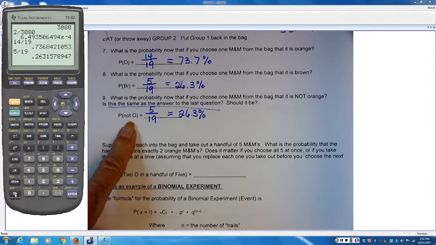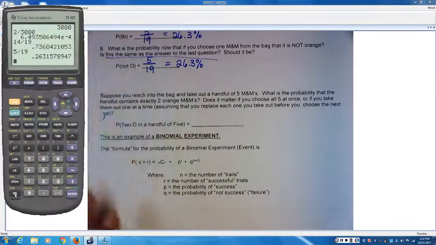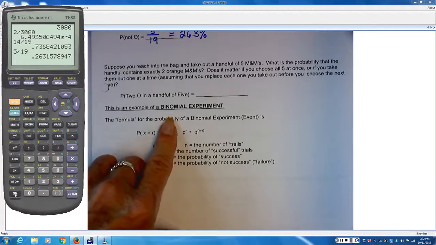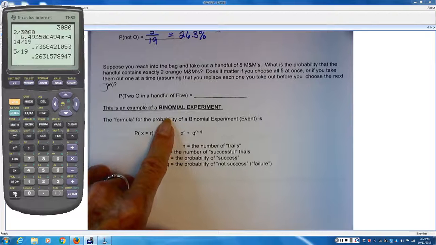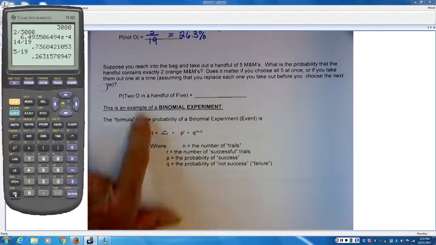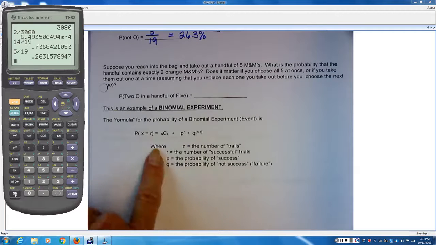Now this next one is going to go into Chapter 5 more. Chapter 5 is about probability distributions. And it's going to talk about something called a binomial experiment. We're not going to use rules to figure this out. I will show you after fall break how to calculate these probabilities with your calculator with a built-in formula so that you don't need to memorize this.